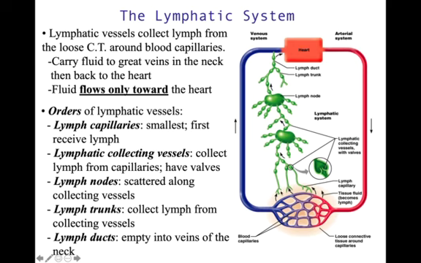So you have the lymph capillaries closest to your blood capillaries. You then have the lymphatic collecting vessels, which have valves and lymph nodes scattered along them. Then when two lymphatic collecting vessels merge, you form a lymph trunk. When two or more lymph trunks merge together, you form a lymph duct. And that lymph duct then deposits the lymph into your subclavian veins.